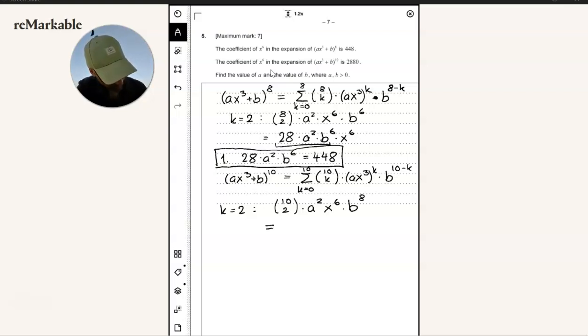And we can work on this. That is 10 times 9 divided by 2, so that's 45 times a squared times b to the 8 times x^6.